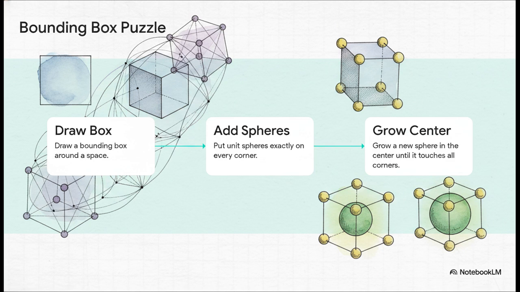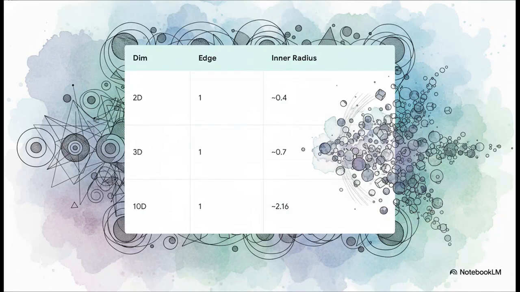Awesome. Now scale that exact same mental exercise up to 3D. You have a cube bounding box, a sphere packed into every corner, and you grow a central sphere from the middle. As we step up the dimensions, adding more and more coordinates to this box, what actually happens to that central sphere? Well, the math reveals a completely fascinating pattern. In 2D, the inner circle's radius grows to about 0.4. In 3D, our central sphere's radius hits 0.7. So far, so good, right?